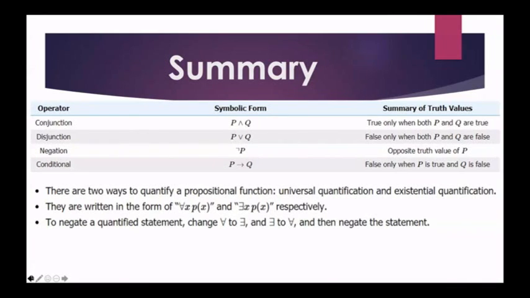For the biconditional. Okay. So now there are two ways to quantify. This is also the summary of part 2: universal quantification and existential quantification. So these are the important ones. They're written in the form of, this one is what? For every. This is the universal quantification. There exists x such that P of x, this is the existential. To negate a quantified statement, you can change this one to this one, and then this one to this one, and then negate the statement, something like that.